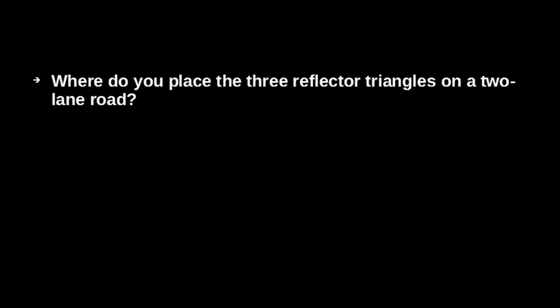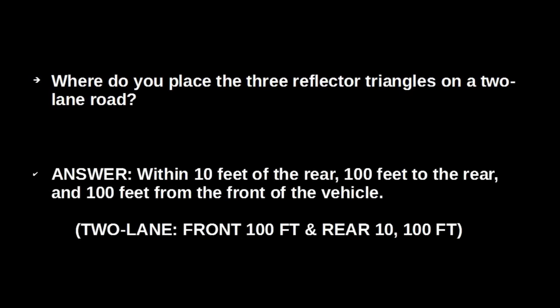Where do you place the 3 reflector triangles on a 2-lane road? The answer is within 10 feet of the rear, 100 feet to the rear, and 100 feet from the front of the vehicle. Now here's a little diagram: 2-lane, front 100 feet, rear 10 feet, 100 feet.